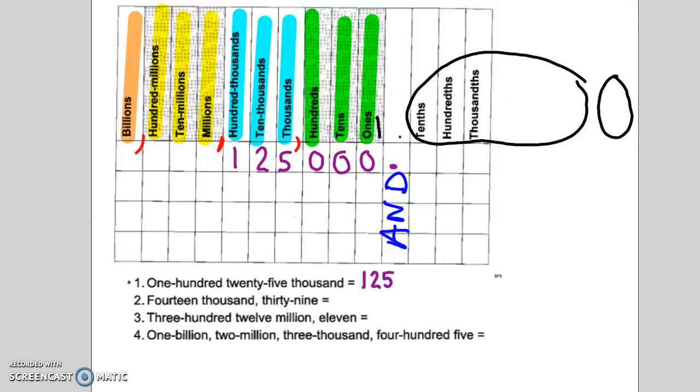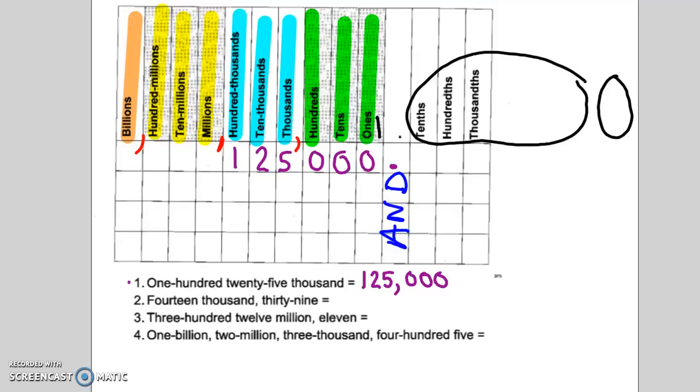125. We need a comma to show that we are separating the thousands period from the hundreds period. And we're going to put down our placeholders. Okay. Next one. Number 2.